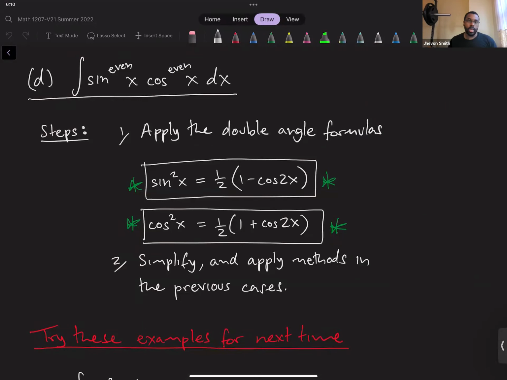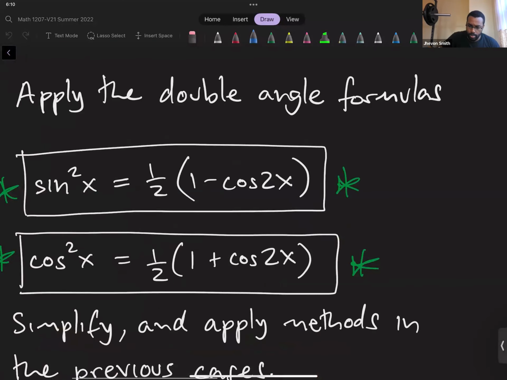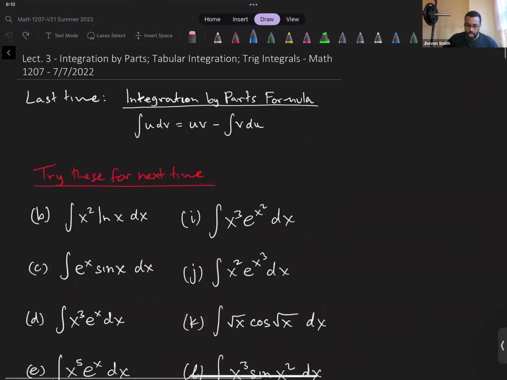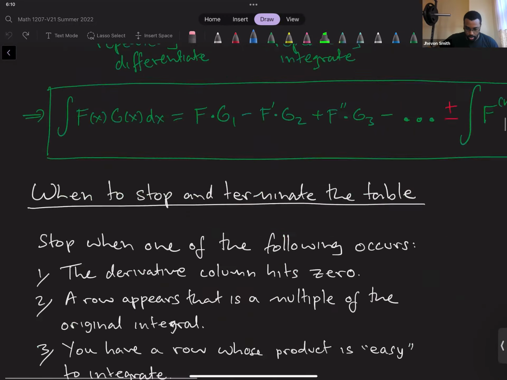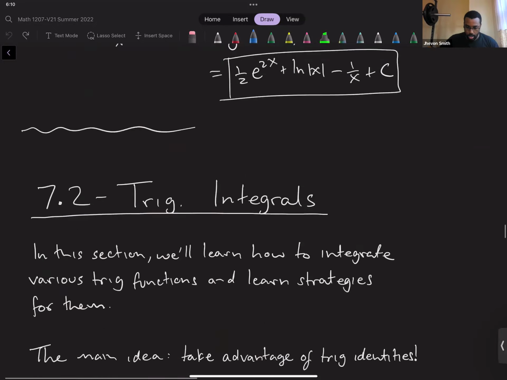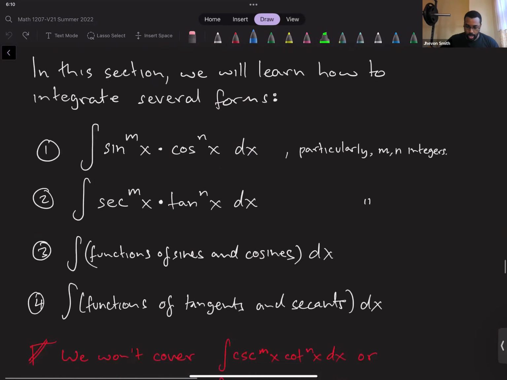Well, in this case, you apply the double angle formula, and this will allow you to turn an even power into an odd power, essentially. So you'll notice that over here, the angle is double, but the power on the trig function is actually one, which is an odd power. So here is how you can actually get your odd powers in there when you actually don't have them to begin with. It is by using the half angle formula.